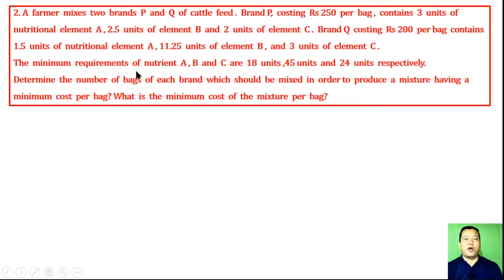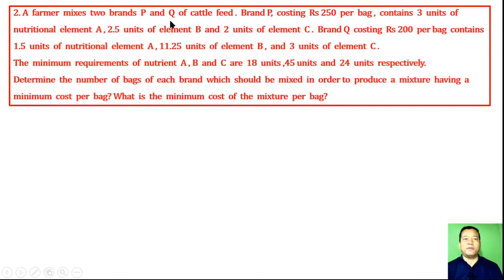The minimum requirements of the nutrient A, B, and C are 18 units, 45 units, and 24 units respectively. Determine the number of bags of each brand which should be mixed in order to produce a mixture having a minimum cost per bag. What is the minimum cost of the mixture per bag?